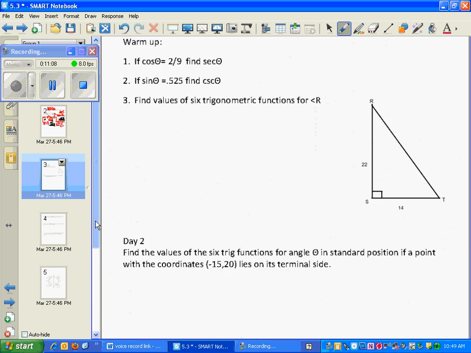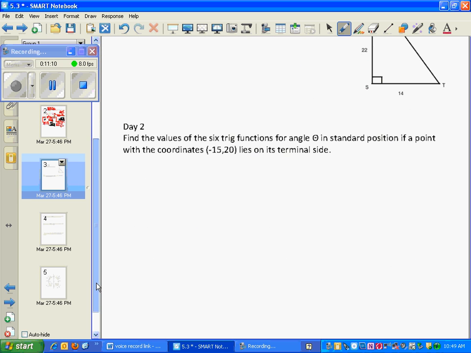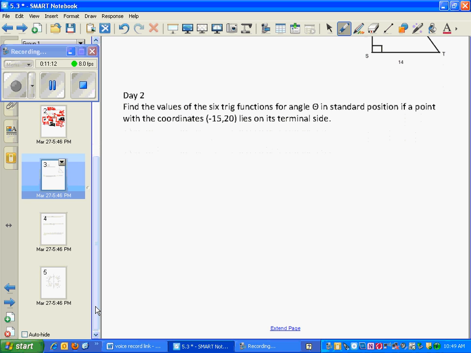We're going to skip the warm up. We're doing day 1 and day 2. These are notes for both discrete and pre-calc because you guys are using the same book, but we're just taking one day because you guys can do this. Okay. Find the values of the 6 trig functions for an angle in standard position if a point has the coordinate negative 15, 20. In other words, standard position means I haven't rotated around a number of times. I'm just working with one rotation.